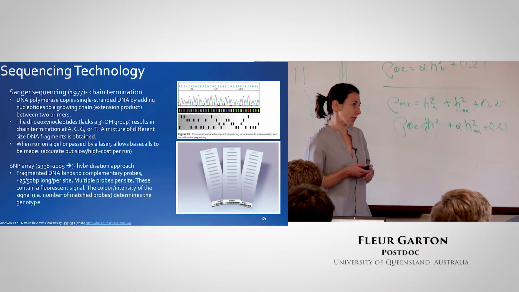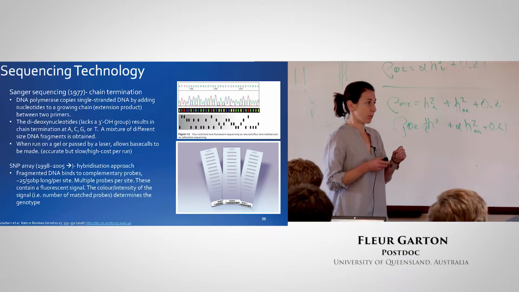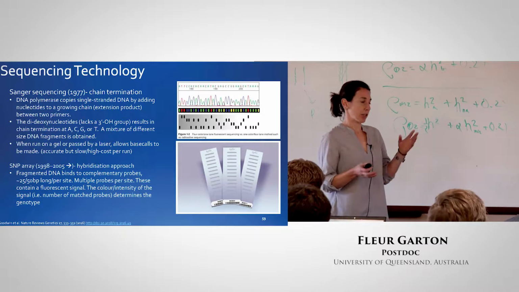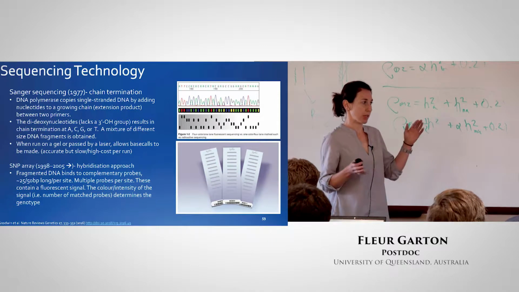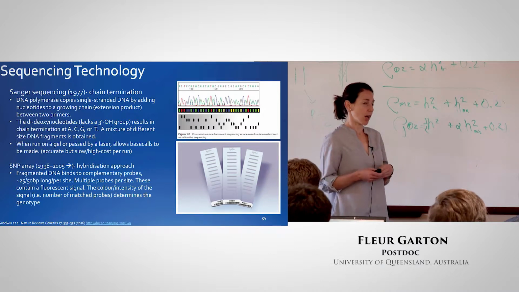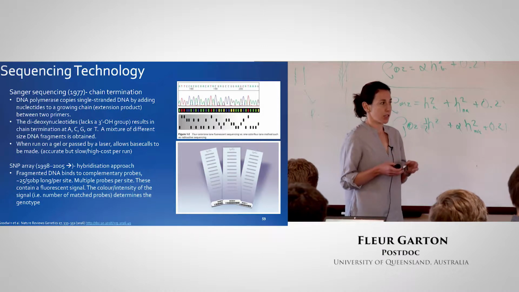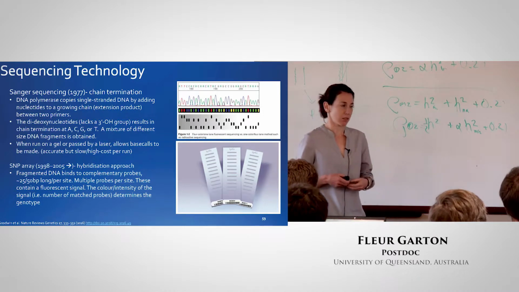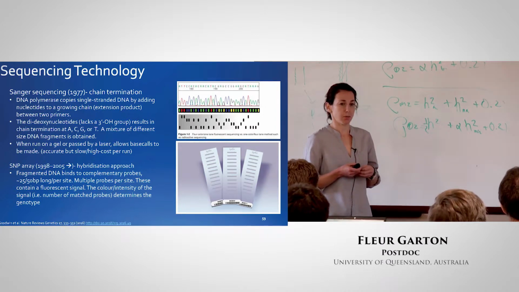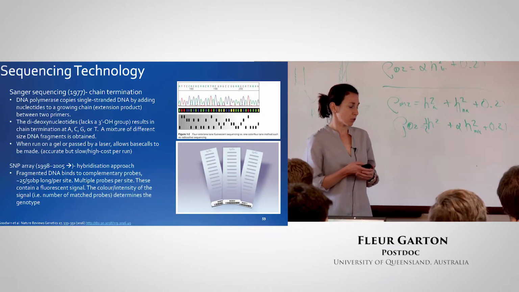So basically your input is fragmented DNA, so short fragments which bind to a complementary probe. The probe being 25 to 50 base pairs per site, and you'll have multiple probes at each site, and these contain a fluorescent signal. So the colour and the intensity of the signal represents the number of matched probes, and this can determine the genotype and allow you to call homozygotes from heterozygotes at each of those probes.